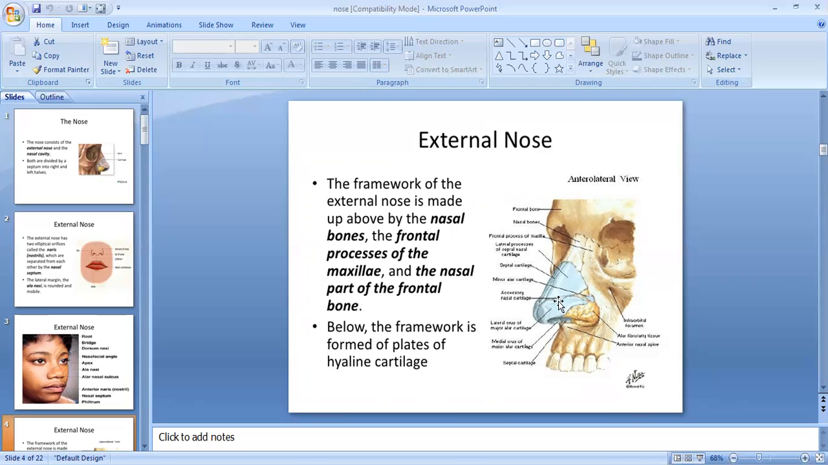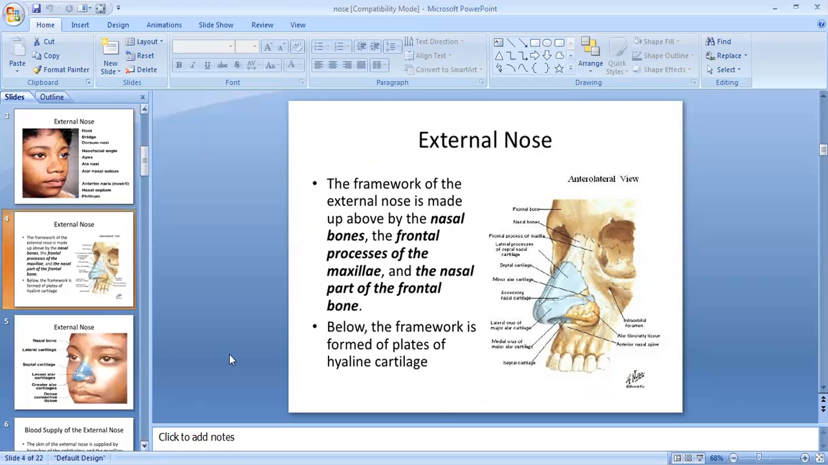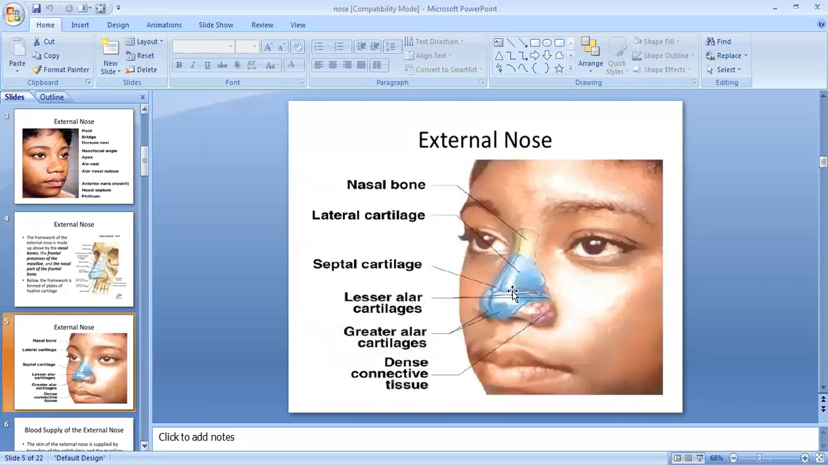The cartilaginous part of the nose forms the lower part of this framework, and these cartilages are hyaline cartilages. They are the lateral cartilage, septal cartilage, lesser alar cartilage, and greater alar cartilages. So this is the cartilaginous framework of the nose.